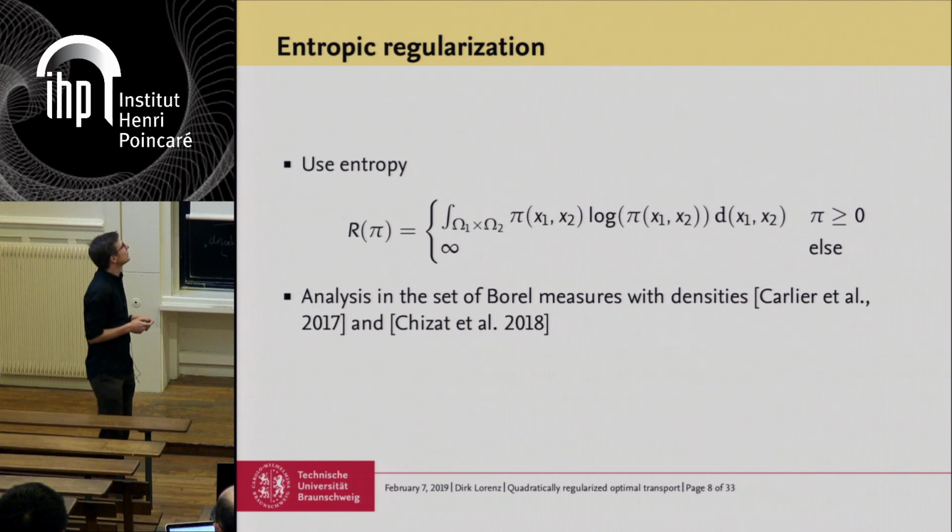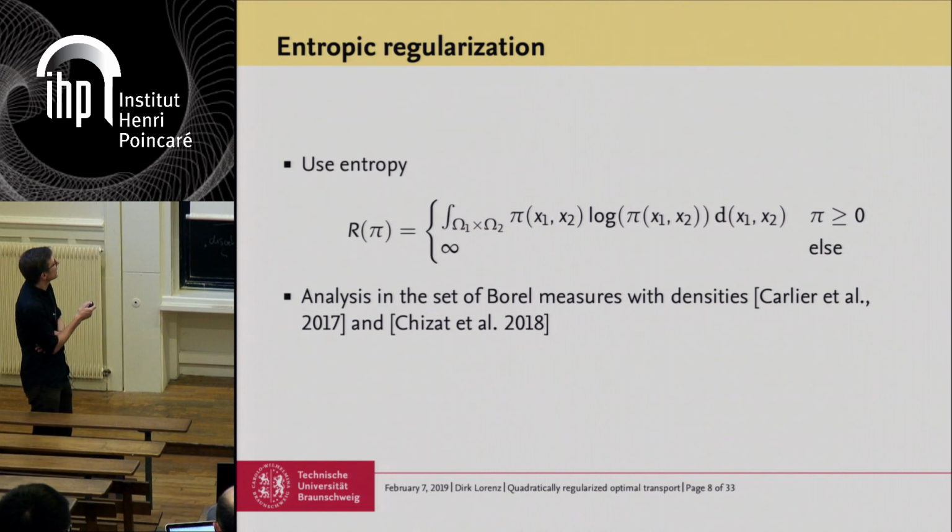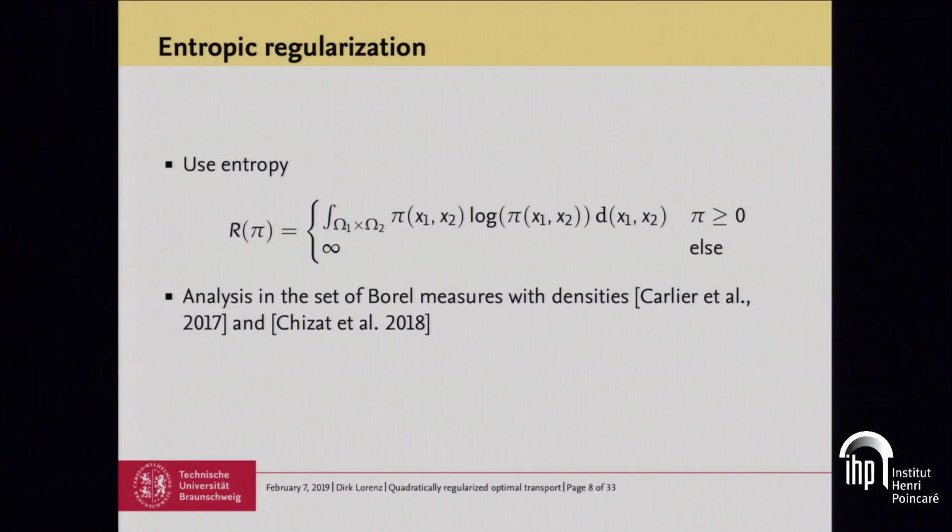So first, let's talk about entropic regularization. One can think of using entropy as a regularizer. Our regularization functional is the negative entropy of the transport plan, where we integrate the transport plan pi times the logarithm of the transport plan over the product domain, if pi is positive, and if it's non-positive, then it's infinity.